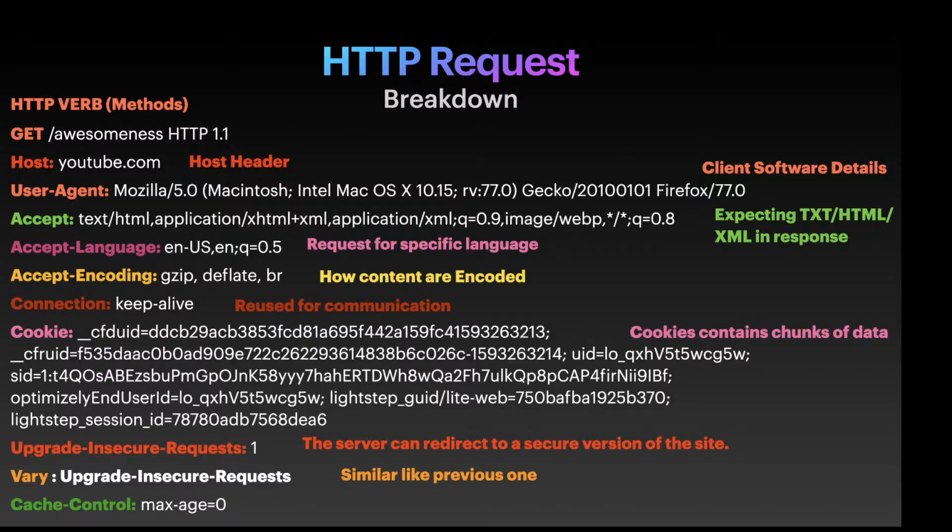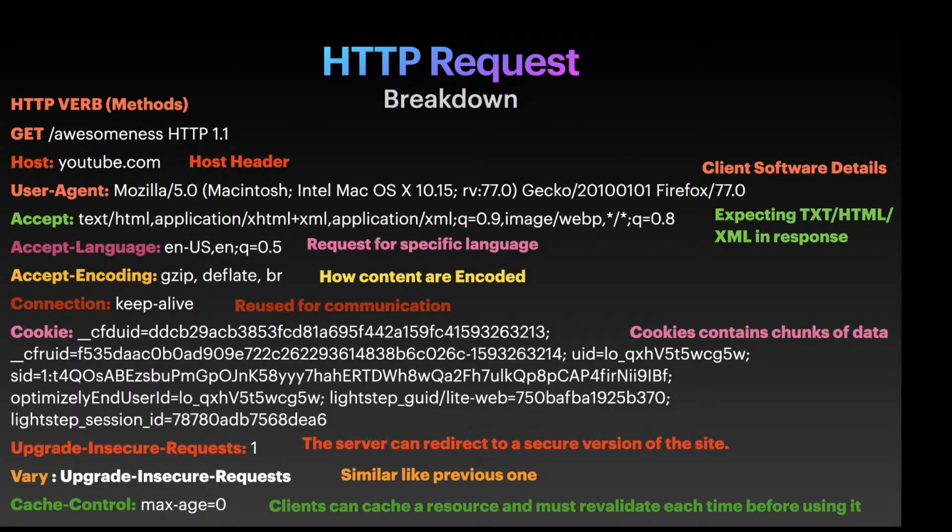The next one is the Vary header. Vary header is similar to the previous one, in which we say upgrade insecure requests. So if the page is sending us an insecure response, then we will say, okay, please send us a secure version of this if you have it.